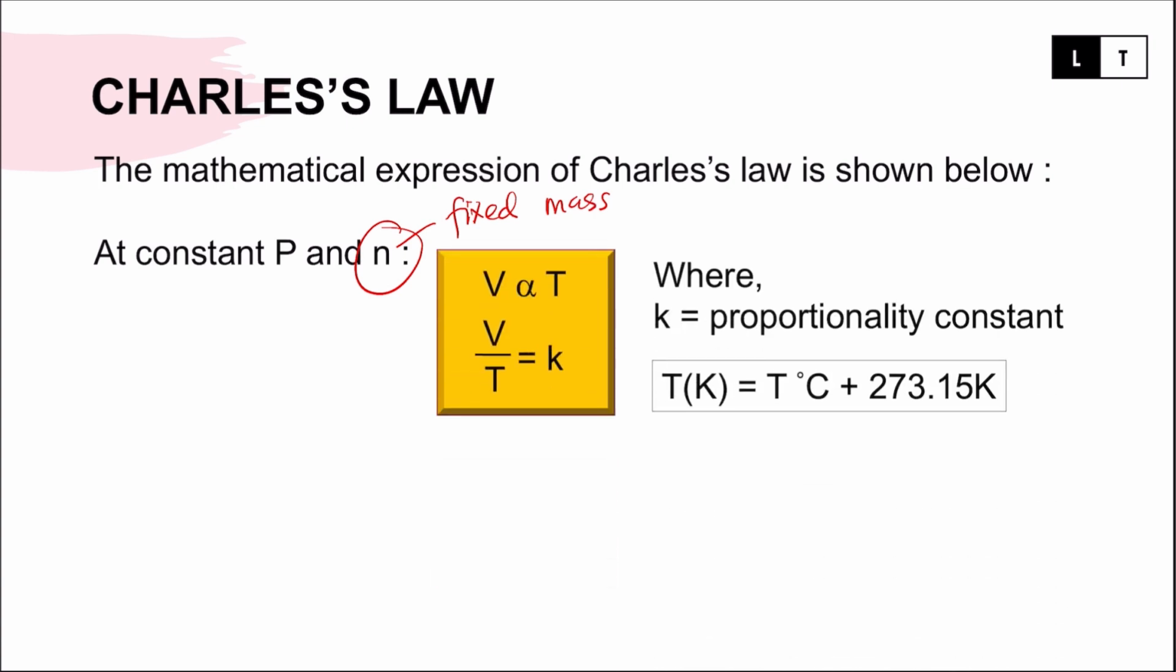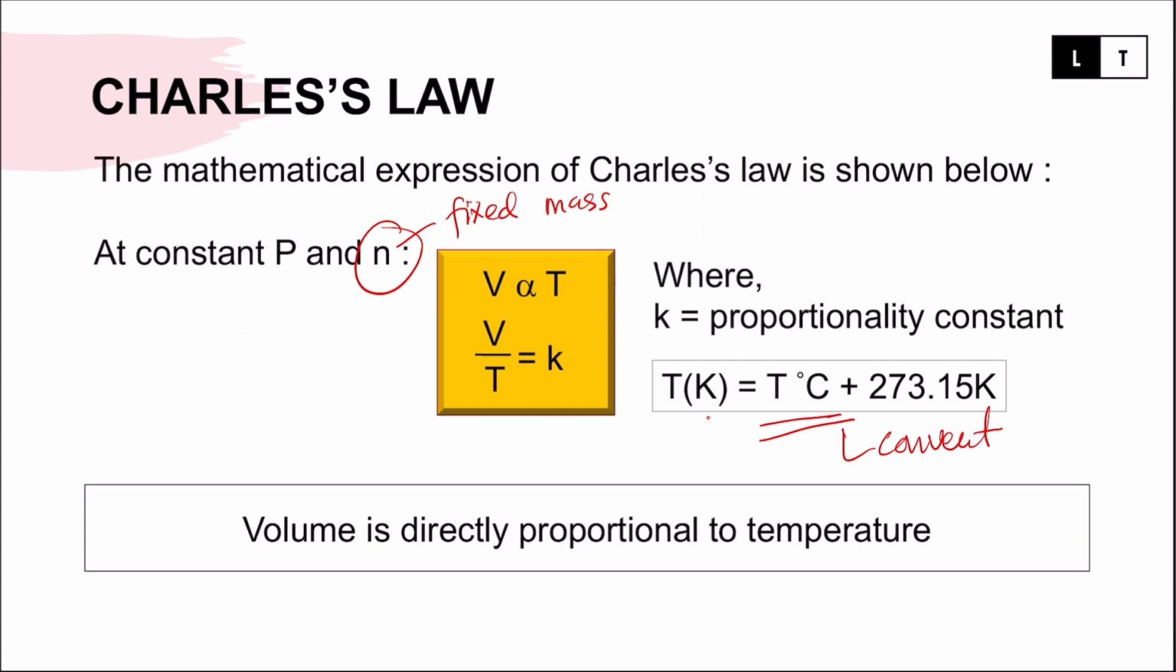So bila saya nak jadikan dia sebagai equation, I will add a constant K, and then ingat the temperature for Charles' law must be in Kelvin. So kalau lah awak ada temperature in degree Celsius, you have to convert. Okay, jangan lupa convert to Kelvin, di mana tambah sahaja 273.15 Kelvin. And this is for Charles' law.